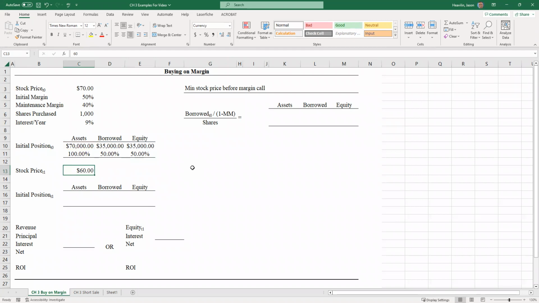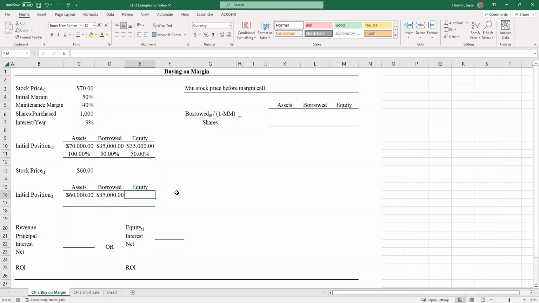Now, let's say that the stock price dropped to $60. So now we have to look at our position with that price drop. So we still have the same 1,000 shares, but now we are at $60. So we have a total of $60,000 in assets. However, the amount we borrowed is still the same. We're not going to bring in the interest yet.